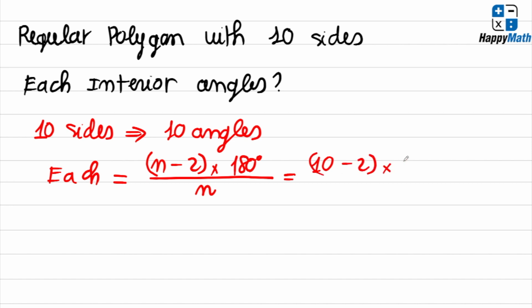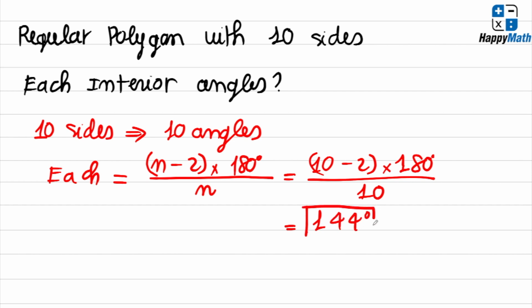And after this, you got 8 multiplied by 180 here and divided by 10. You will have 144 degrees. 144 degrees. Yeah, that's all.